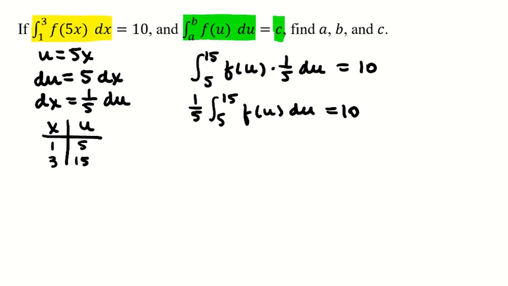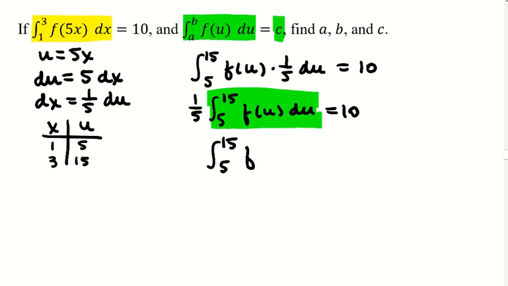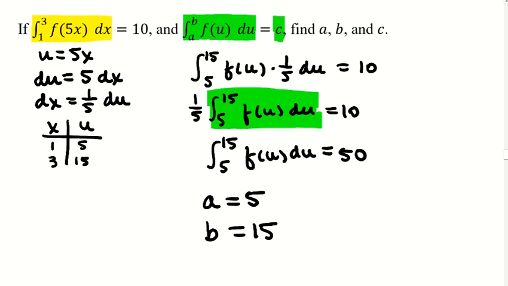Okay, so remember that we are just solving for that, which is really just this part, right? So I'm going to multiply both sides by 5. So I've got the integral from 5 to 15 of f of u du equal to 10 times 5, which is 50. Meaning that a is 5, b is 15, and c is actually 50.